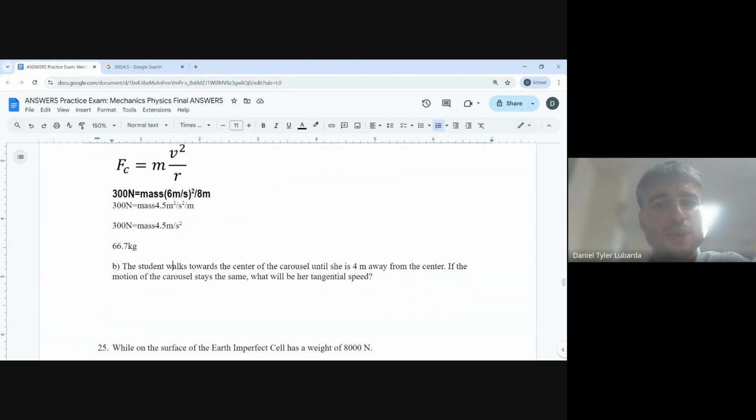B, the student walks towards the center of the carousel until she is 4 meters away. If the motion of the carousel stays the same, what will be her tangential speed? Okay, let's look at this one. Let's look at a picture again. I think that is going to help make this a little bit more clear to see.